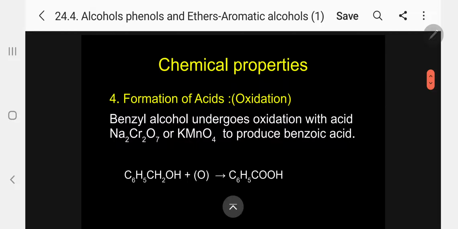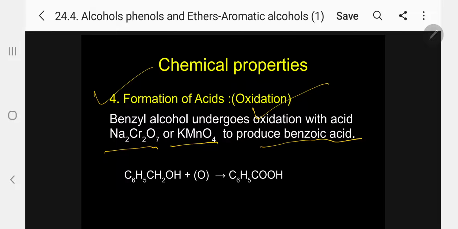The fourth one, formation of acids, oxidation. So benzyl alcohol undergoes oxidation with acid sodium dichromate or potassium permanganate to produce benzoic acid. It's a powerful oxidizing agent: acid potassium permanganate, or alkaline potassium permanganate, or potassium dichromate, or sodium dichromate. So what is happening here is a primary alcohol undergoes oxidation to benzaldehyde and finally into benzoic acid and water. So benzyl alcohol undergoes oxidation to give benzoic acid.